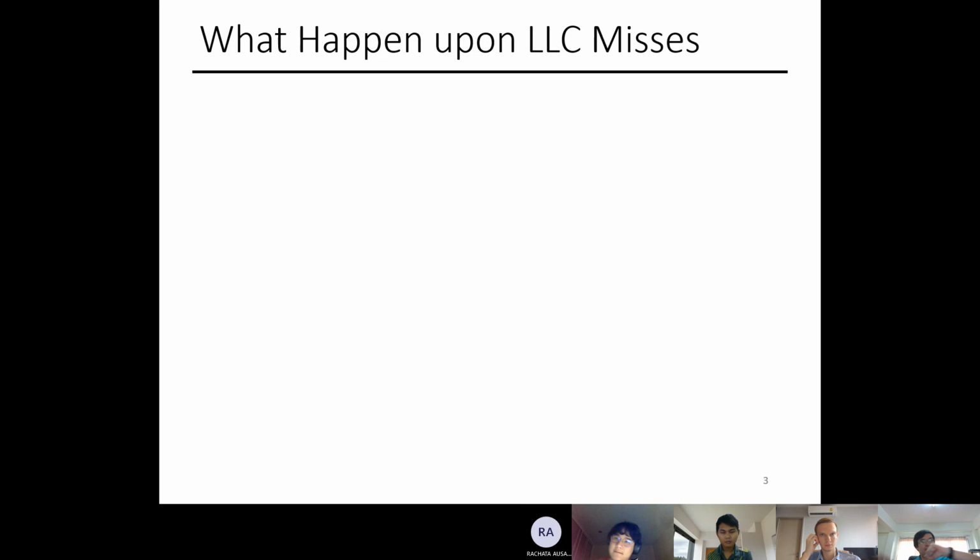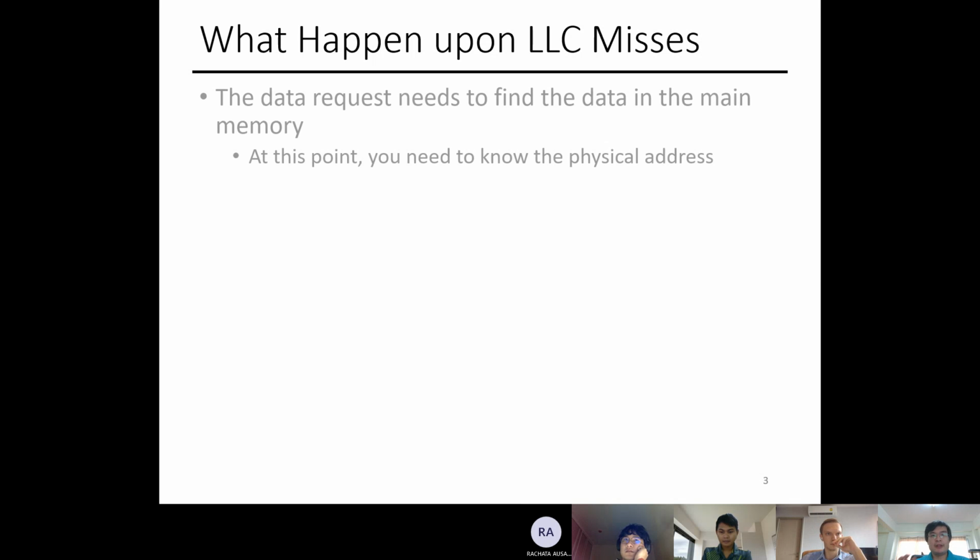Okay, so let's come back to our topic in the class. What happened upon the last level cache misses? Basically, when you have a data request, right? And we've been developing our computer from the processor inside outward, right? We have the pipeline, we have the processor, we have the branch predictor, we have the cache. All the caches that we talked about so far are on chip. Everything is inside the CPU package that you buy, right?